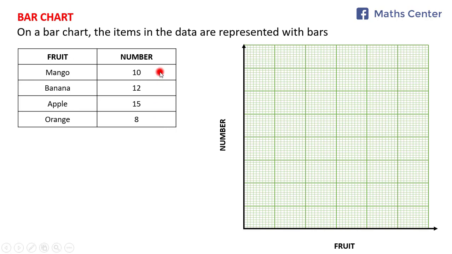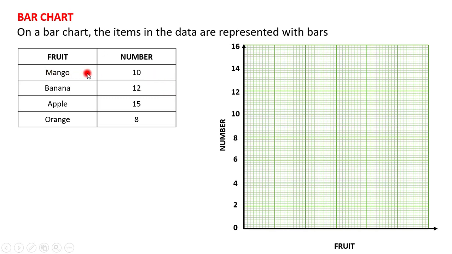Looking at the frequencies we have here, I'm going to choose a scale of 2 centimeters to 2 units. So after choosing the scale, you use it to number your vertical axis, that is the frequency axis. So we have now numbered the vertical axis. We have to draw the bars for the items. The height of the bar will be determined by the frequency of the item.